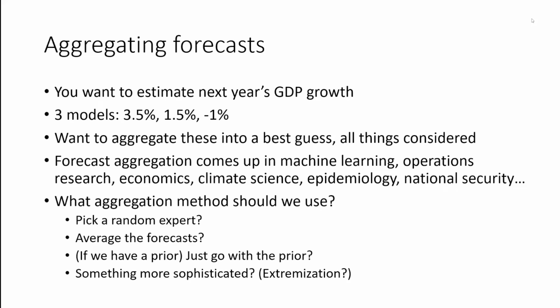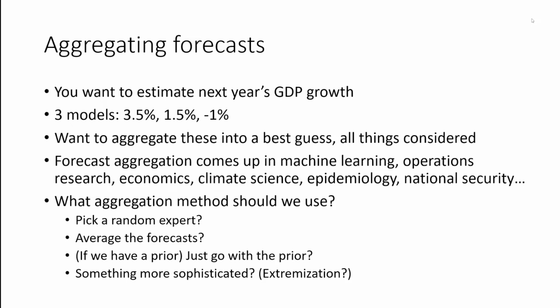And the question we want to ask is, which method should we use? You could pick an expert at random to trust, or you could take the average of all the forecasts. Or maybe if you have some sort of prior, you can just ignore the forecasts and go with the prior. Or you could do something more sophisticated. For example, something that works well empirically is something called extremeization, which is where you take the average and then move it away from the prior.